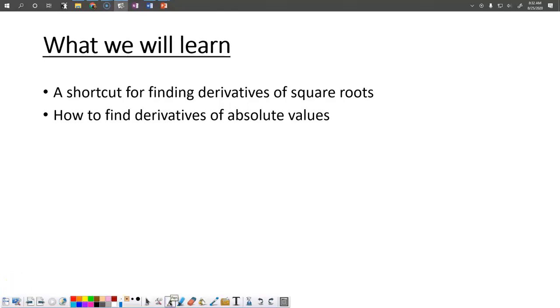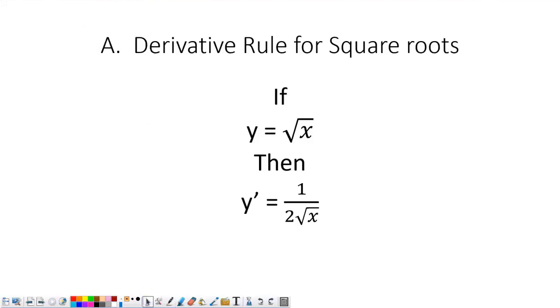Alright guys, last lesson for Unit 1. We're going to learn a shortcut for finding derivatives of square roots. Now, some of you might be thinking, well, we already know how to find derivatives of square roots. We do, but it turns out that we take derivatives of square roots so often, it would be nice to have a shortcut. So we'll show you a shortcut. And then we're also going to talk about how to find the derivative of an absolute value function. Okay? So all that being said, let's go ahead and jump in.